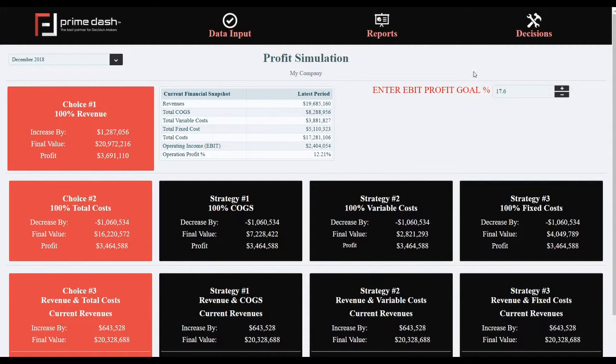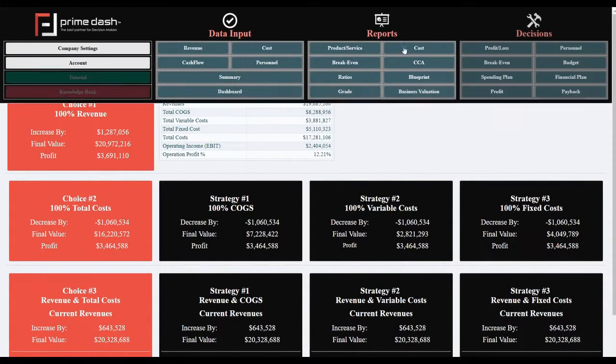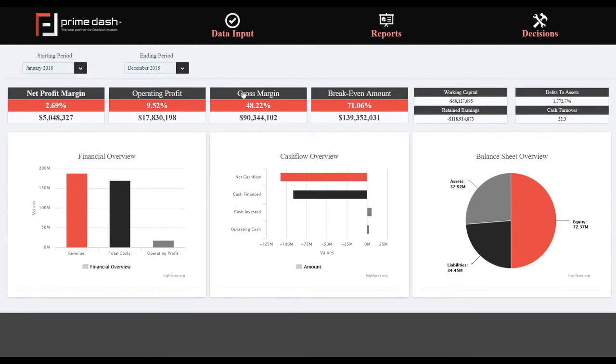Essentially, PrimeDash eliminates the guesswork when making financial decisions. It truly is the solution to make informed decisions with simple tools to seamlessly answer difficult financial questions. Let your journey to financial success begin with PrimeDash, the best partner for decision makers.